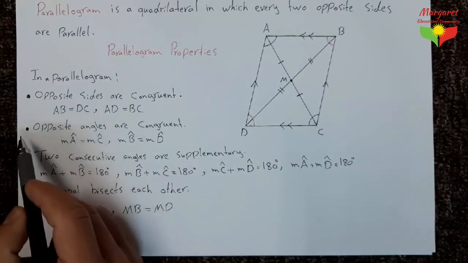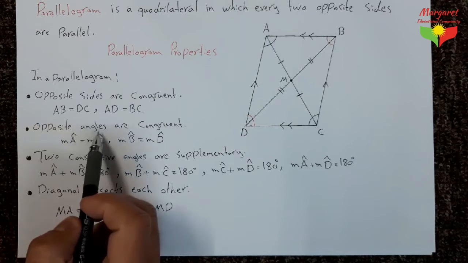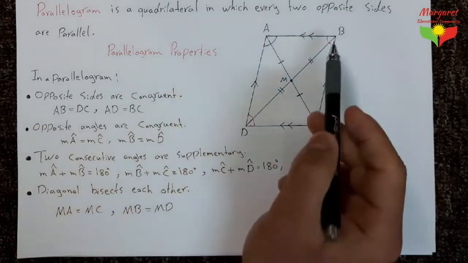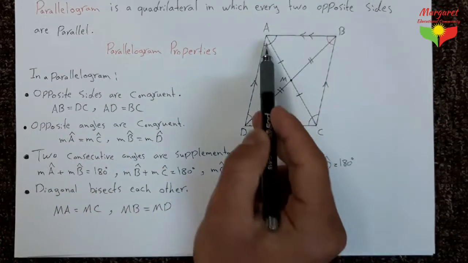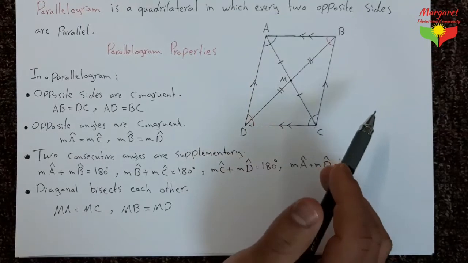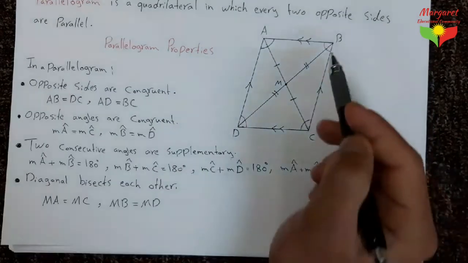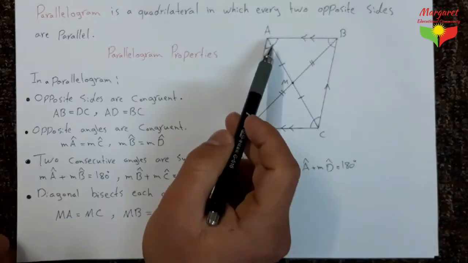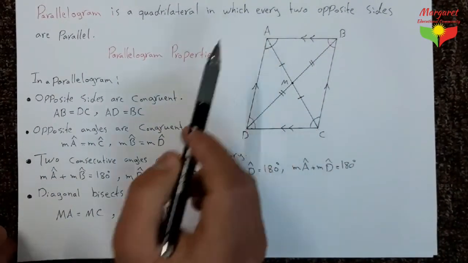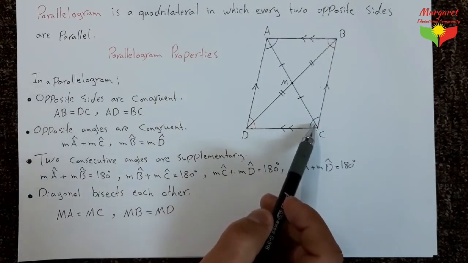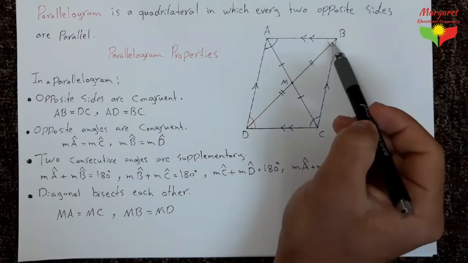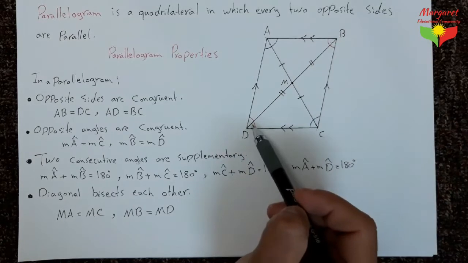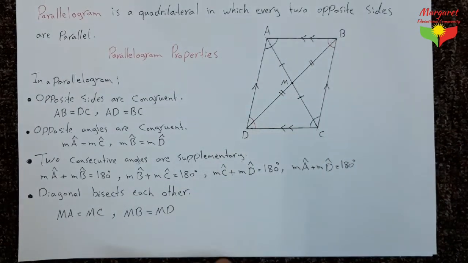And the second one says opposite angles are congruent. So they have the same measure. For example, in this figure, measure of angle A equal to measure of angle C and measure of angle B equal to measure of angle D.